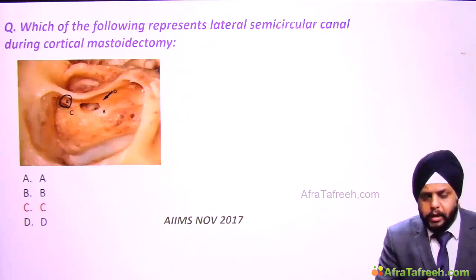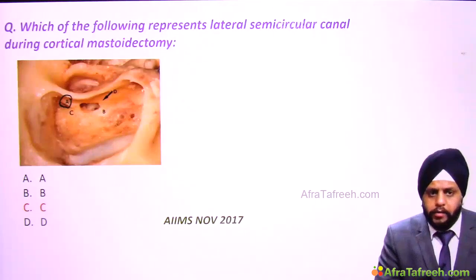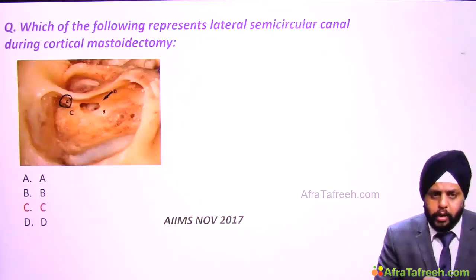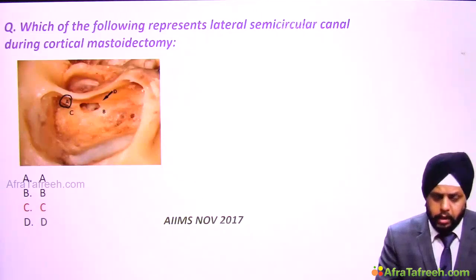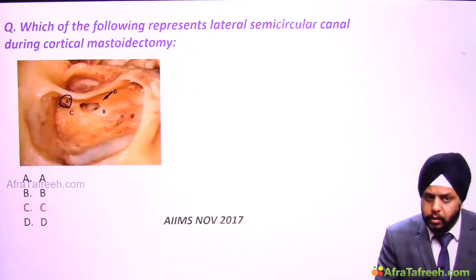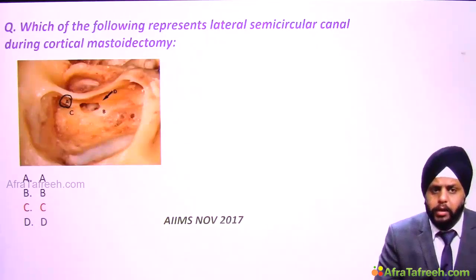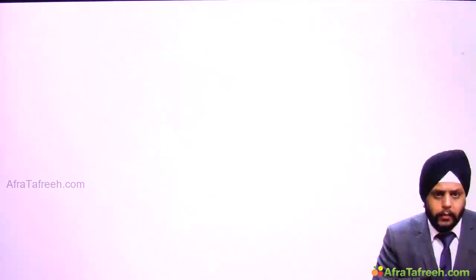So you see, the examiner can shift. You can simply ask what is A, or what is D, or what is B, or he can ask which of these is chorda tympani, which of these is facial nerve. So you should be able to identify these structures on these diagrams.